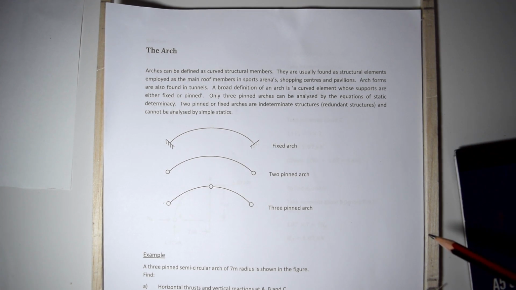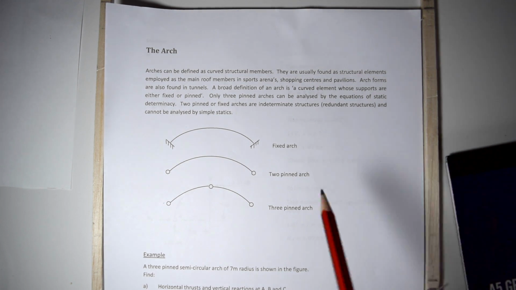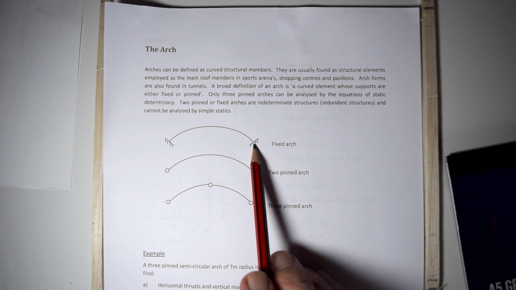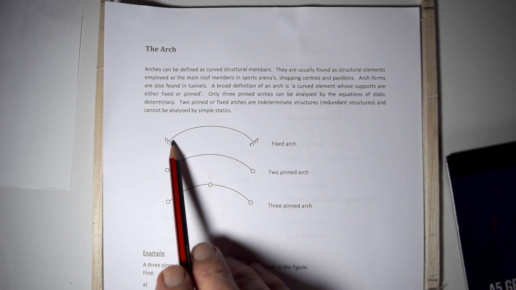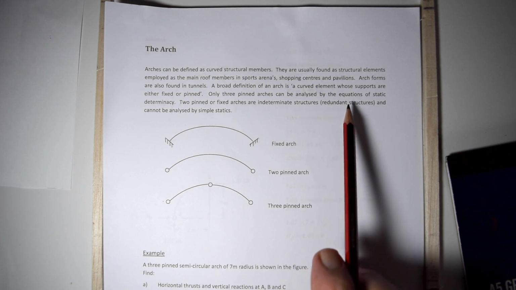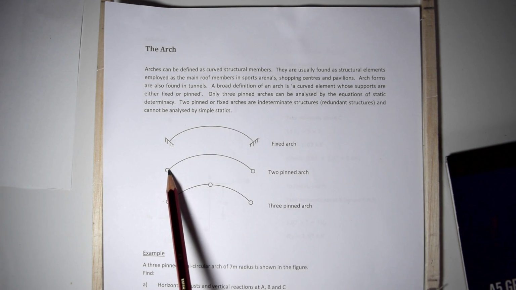A broad definition of an arch is a curved element whose supports are either fixed or pinned. Now this is a fixed arch there, which means you've got complete fixity at this point, and the arch cannot rotate there. And this is a pinned arch.